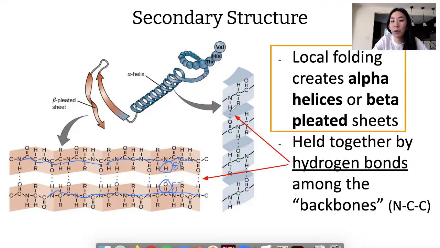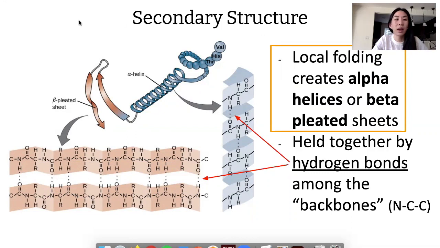On this example for the alpha helix, same thing. You've got a hydrogen from one backbone attracted to an oxygen from another, and a hydrogen bond forms. One thing when you're writing down the definition of this is for secondary structure, it's local folding. So within a protein, these interactions are in a small area of the protein.